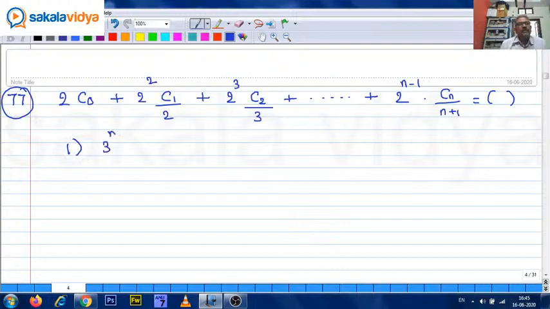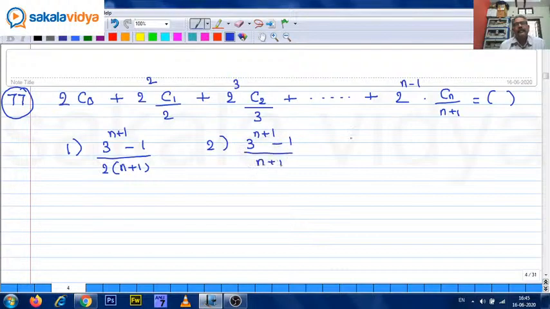3 raised to n plus 1 minus 1 upon 2 times n plus 1. Second one, 3 raised to n plus 1 minus 1 upon n plus 1. Third one, 3 raised to n minus 1 upon n plus 1. Fourth one, 3 raised to n plus 1 upon n plus 1.